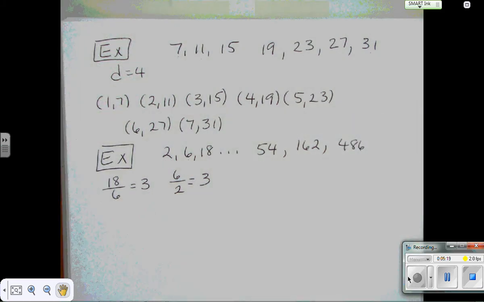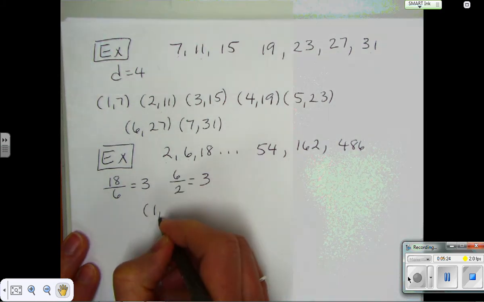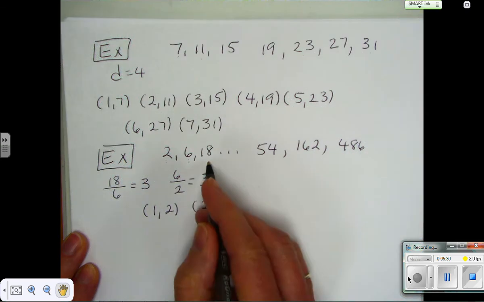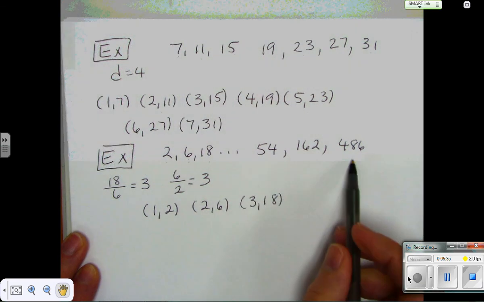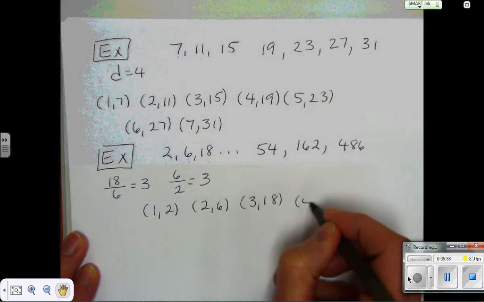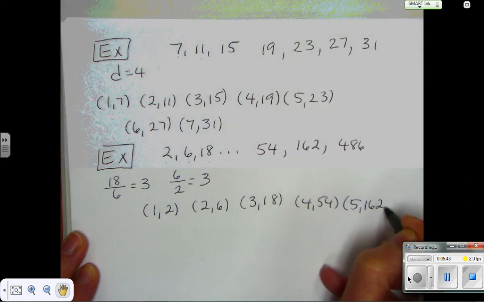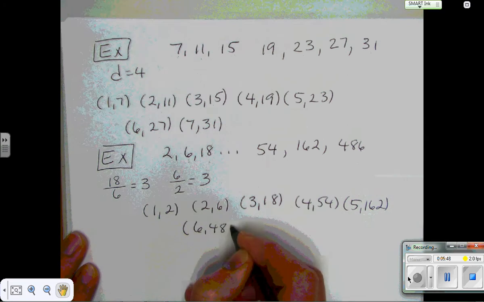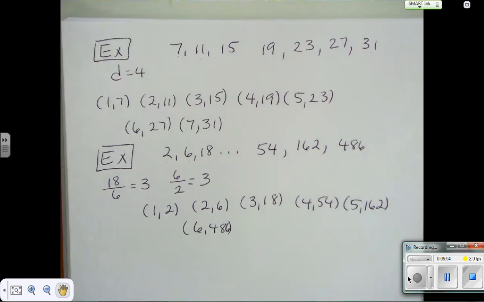And now I can write down my coordinates and graph the points. So this first term, the coordinate would be 1, 2. Second term, that coordinate's going to be 2, 6. Third number, that coordinate is 3, 18. So you want to graph all the points, not just the ones that you found, right? And the next one is going to be 4, 54. 5, 162. And 6, 486. Whoops, forgot the 6. Okay, and then just plot those points on your graph. Any questions?